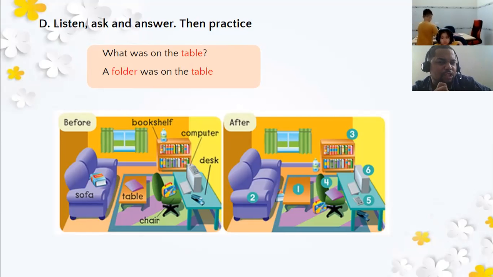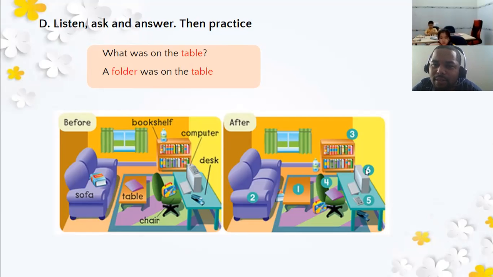Let me ask you something. I have a question for you. What was on the chair? What can you see? Look at the number four here. Can you see my cursor? What was on the chair? Folder. Okay, a folder was on the chair. That is correct. And what is number six?